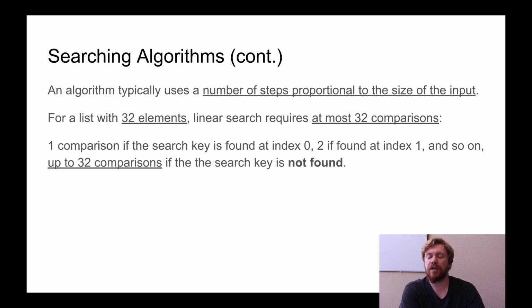For example, 32 comparisons is not a big deal here, but imagine if we're talking about 200 million comparison elements. It's possible that the list you're searching through doesn't contain the key you're looking for, and therefore you're going to end up making 200 million comparisons, which could take a very long time. So we tend to think in terms of a worst case scenario. And so here we talk about 1 comparison is needed if the search key is found at index 0, 2 if the search key you're looking for is found at index 1, and so on up to 32 comparisons if the search key is not found.